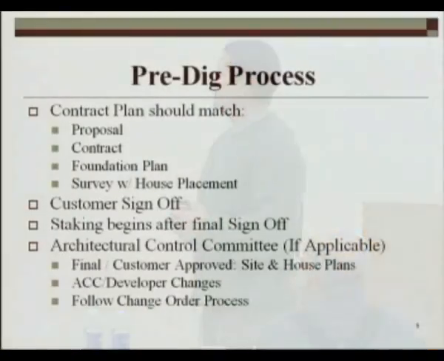The contract plans should match the proposal, contract, foundation plan, and where the house is surveyed. What we do is we actually have a set of plans that we stamp that say contract plans, and those are the plans that we then build from as far as design goes. So we've got a starting point: the contract, proposal, and the plans match everything. The customer signs off on all of that. Any changes that you make after the contract is signed, you should do with a written change order. Customer signs off. Staking begins after the final sign-off.